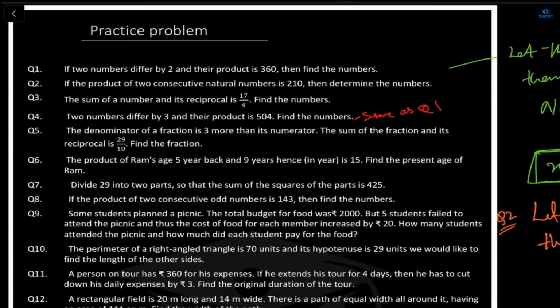Just a minute. Okay, now, Safia, can you unmute? Yes, ma'am. Now, see from question number 7.